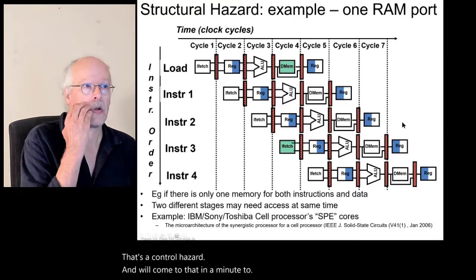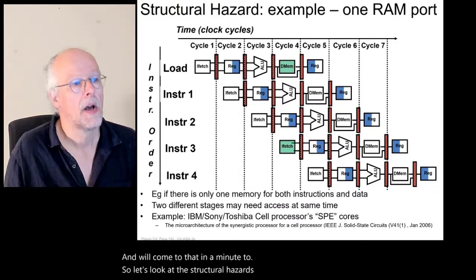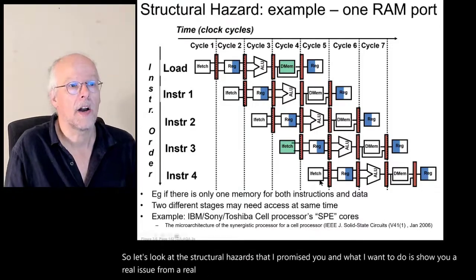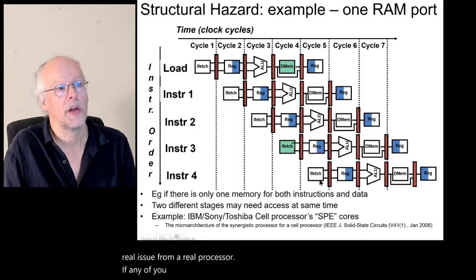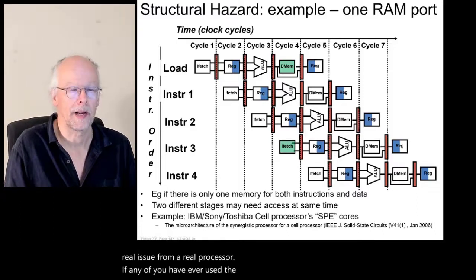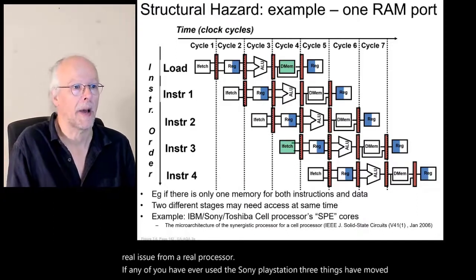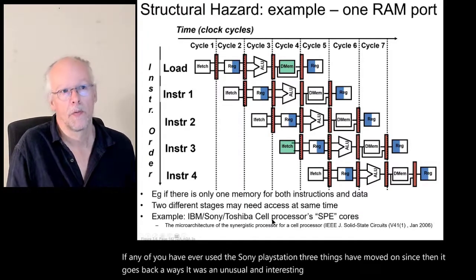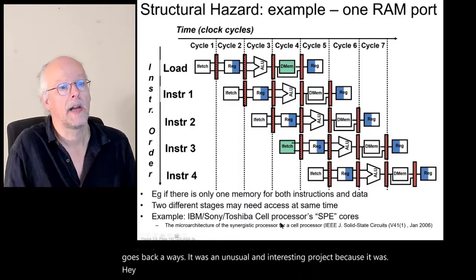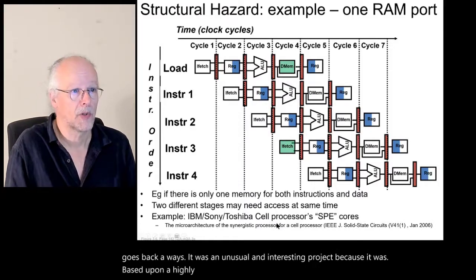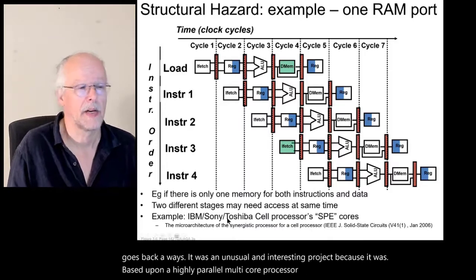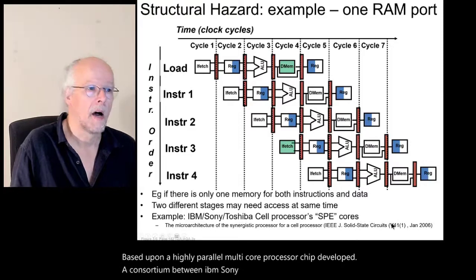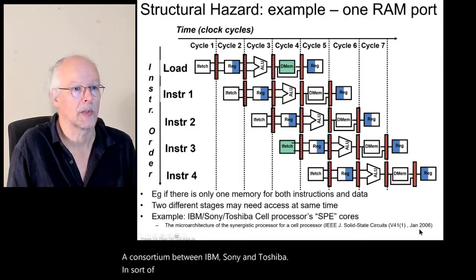So let's look at the structural hazards that I promised you. What I want to do is show you a real issue from a real processor. I don't know if any of you have ever used the Sony PlayStation 3. Things have moved on since then. It goes back a ways. It was an unusual and interesting project because it was based upon a highly parallel multi-core processor chip developed in a consortium between IBM, Sony and Toshiba in sort of mid-2000s.